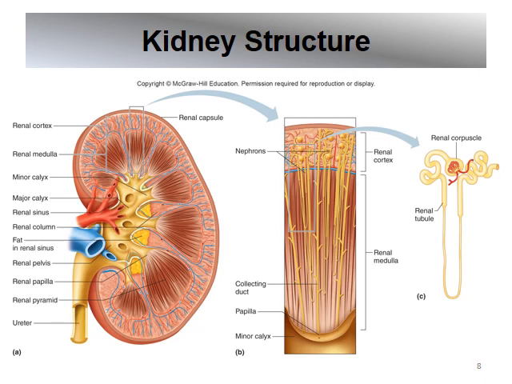So minor calyces would be the first to exit from the pyramids. As they come together, you'd have your major calyces, and then eventually you'd end up in the renal pelvis, which is where the urine would collect. From there, it would go down into the ureter towards the bladder. This would be our renal vein and our renal artery. This is your nephron, which is the functional unit of the kidney, and we will cover this in a few minutes.